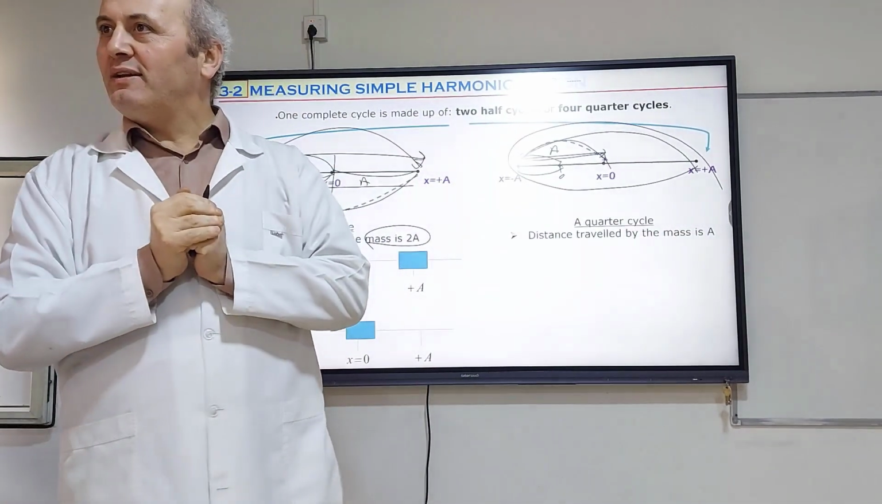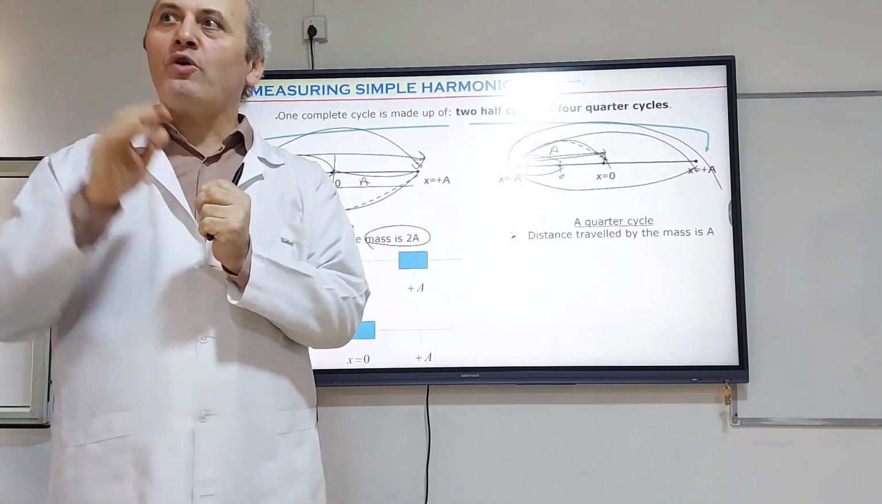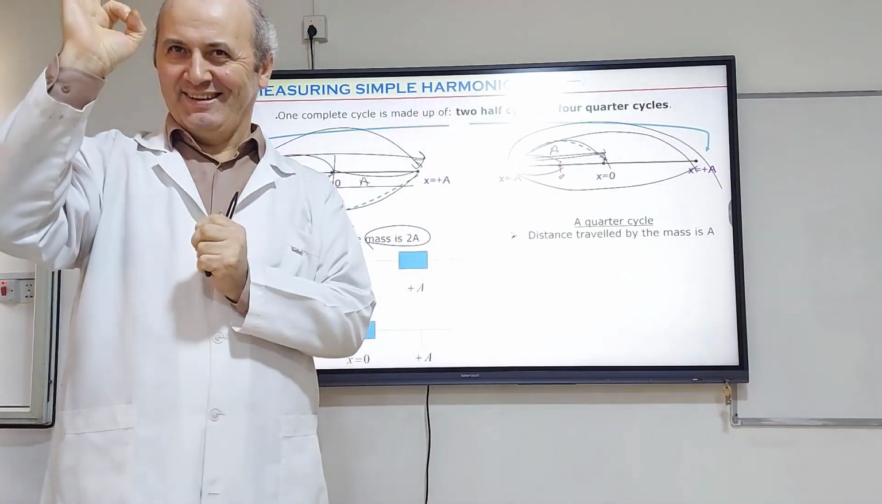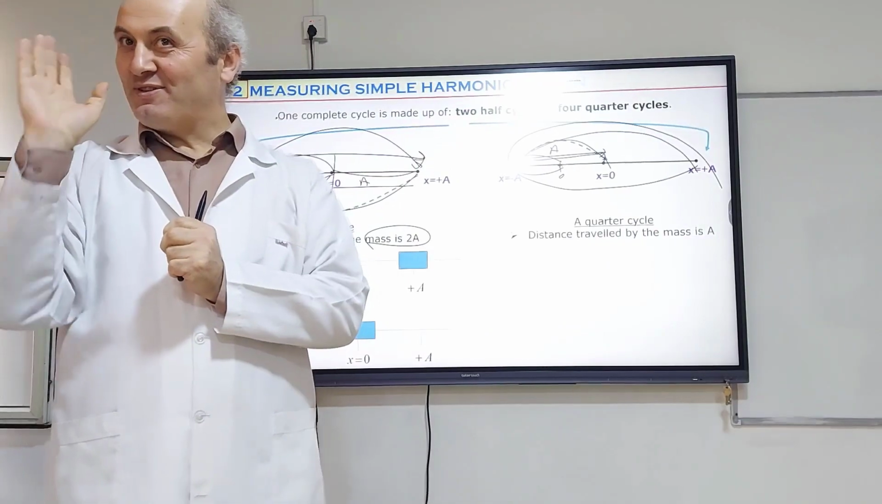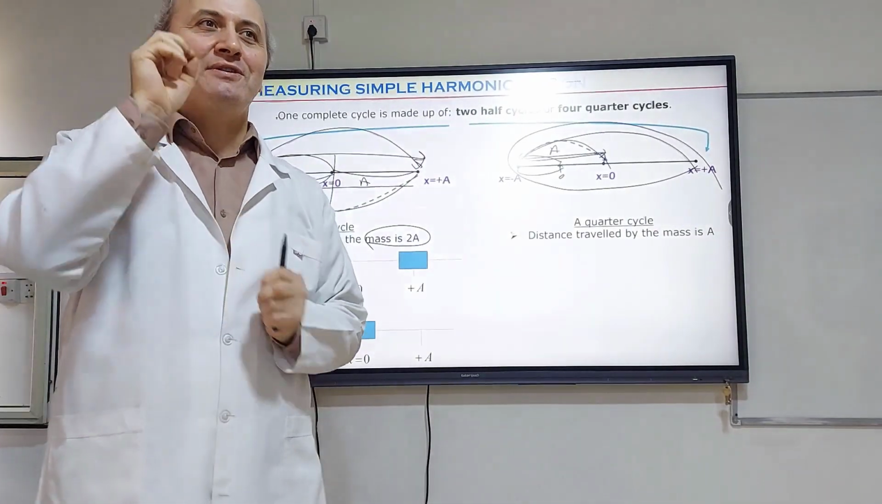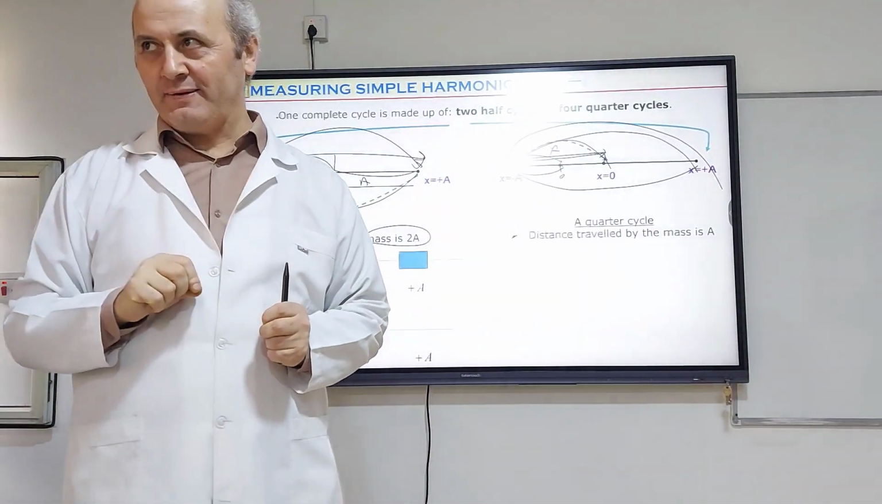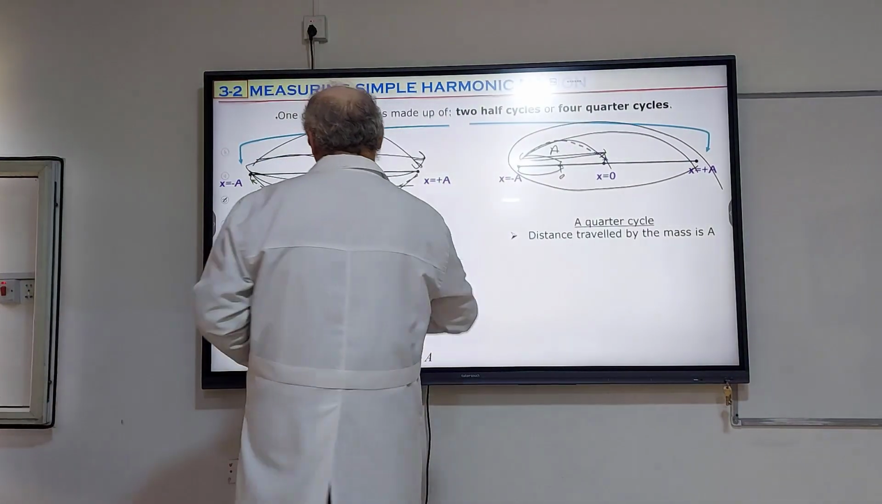For half cycle, 0 and 2A. For full cycle, displacement is 0. The object always turns back to where it starts to vibrate. This is all about the cycle.